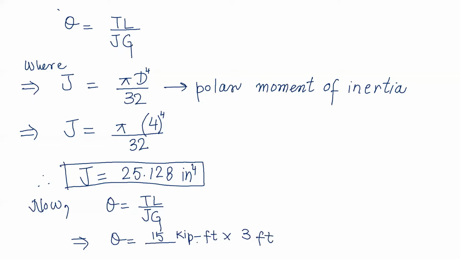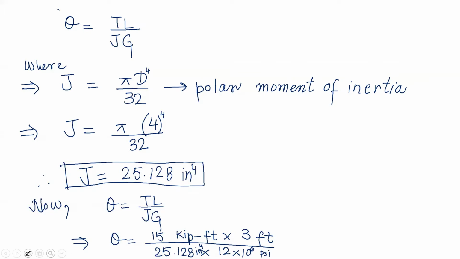And the value of J is coming out to be what we have calculated over here. So we will put J, 25.128, multiplied by G. G was given in the question, that is 12 into 10 to the power 6 psi. Polar moment of inertia is in inches raised to the power 4. So we have to convert kip into pounds, and feet into inches. What do we have to do for that?